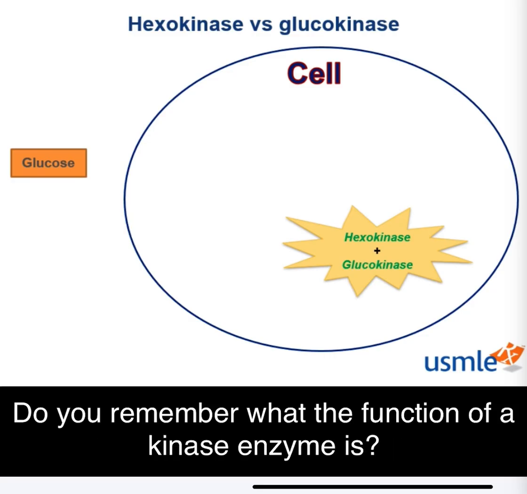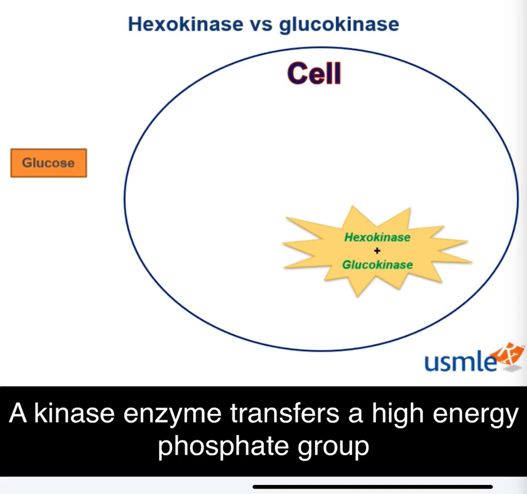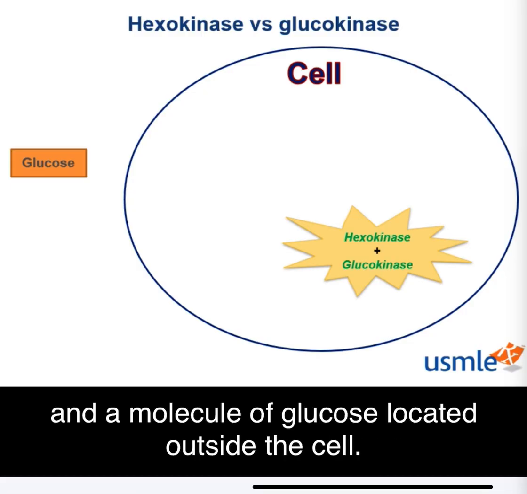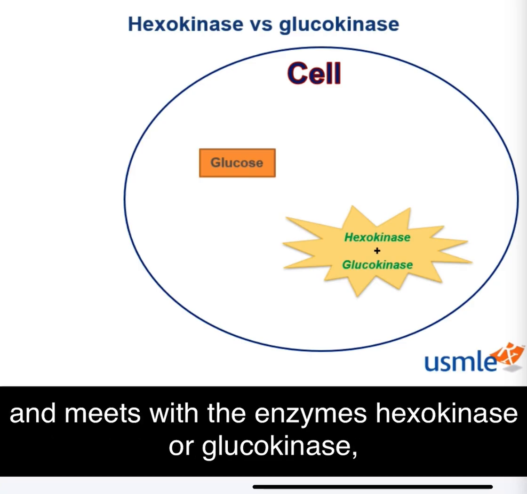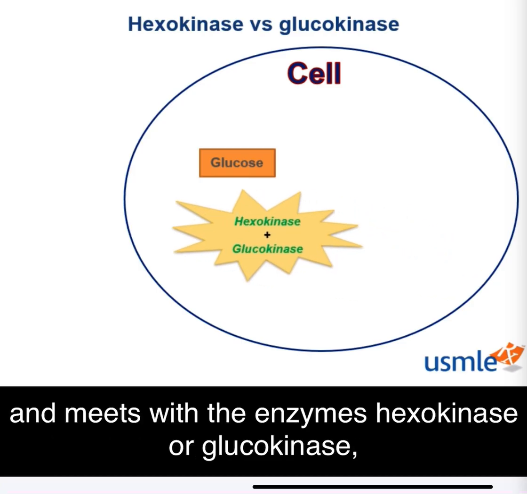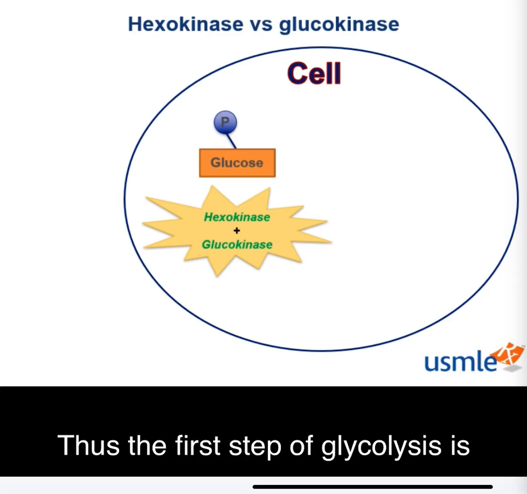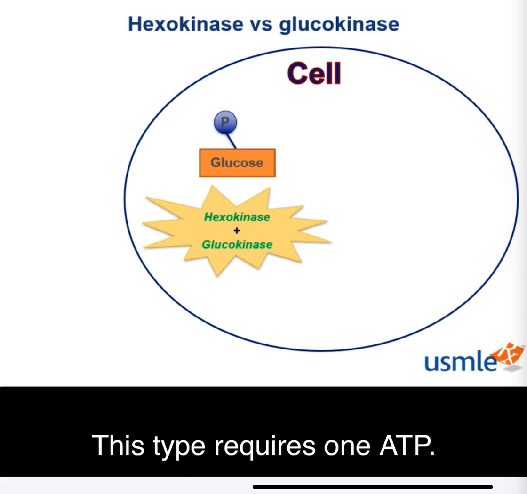Do you remember what the function of a kinase enzyme is? A kinase enzyme transfers a high-energy phosphate group from ATP to a substrate. So we have a cell here and a molecule of glucose located outside the cell. It is free to enter and leave the cell in its current form. But once a glucose enters a cell, it meets with the enzymes hexokinase or glucokinase, which adds a phosphate group to the glucose molecule. Thus, the first step of glycolysis is phosphorylation of glucose to create glucose 6-phosphate. This step requires 1 ATP.